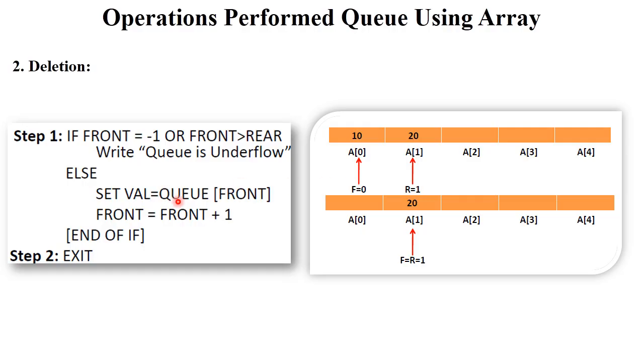So we need to perform deletion operation here. First step is value equal to Q of front. So Q of front equal to 10, and 10 is stored into one variable. Next step, front equal to front plus 1. Now front moves to the next location, right? So at that time you remove this 10 from this location. Clear? So for deletion, first put this value into one variable and move the front pointer to the next location, and then remove this 10 element.